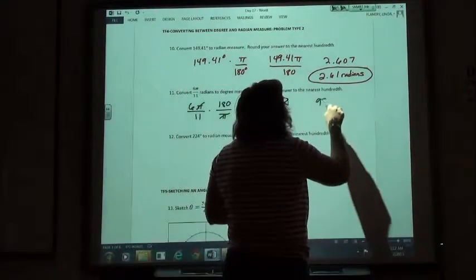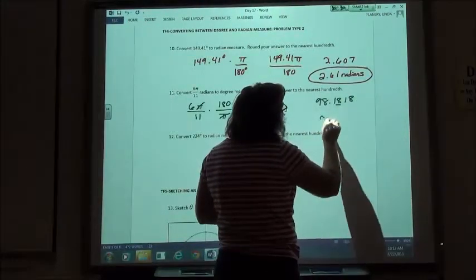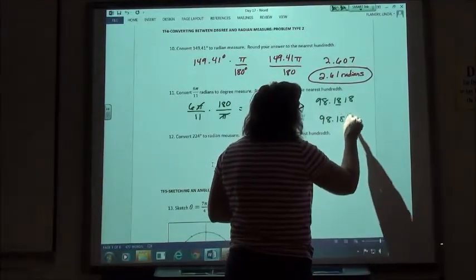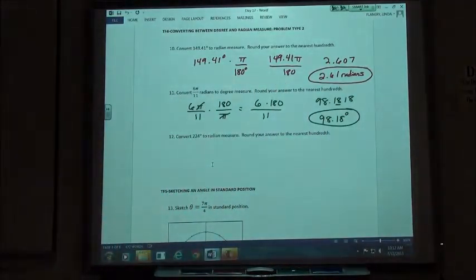98.1818. But I'm rounding to the nearest hundredth, so 98.18 degrees is equal to 6 pi over 11 radians. 6/11 pi, however I want to read that.